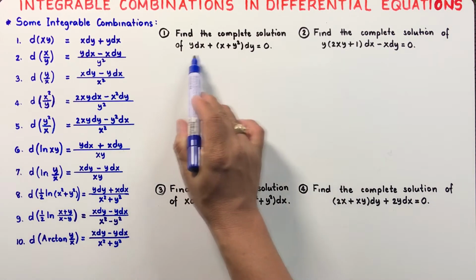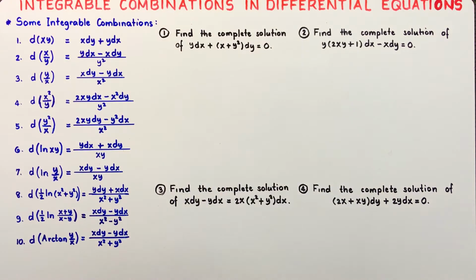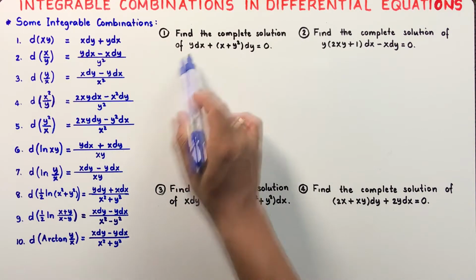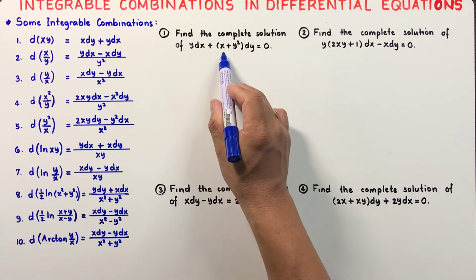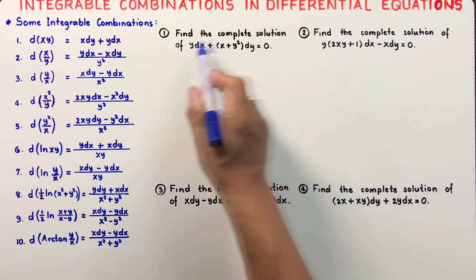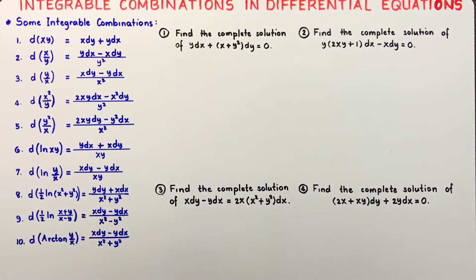Next, we need to check whether this is a homogeneous differential equation. The first term here has a degree of 1, and also the second term has a degree of 1. But the third term is not of degree 1. So therefore, this is not a homogeneous differential equation.